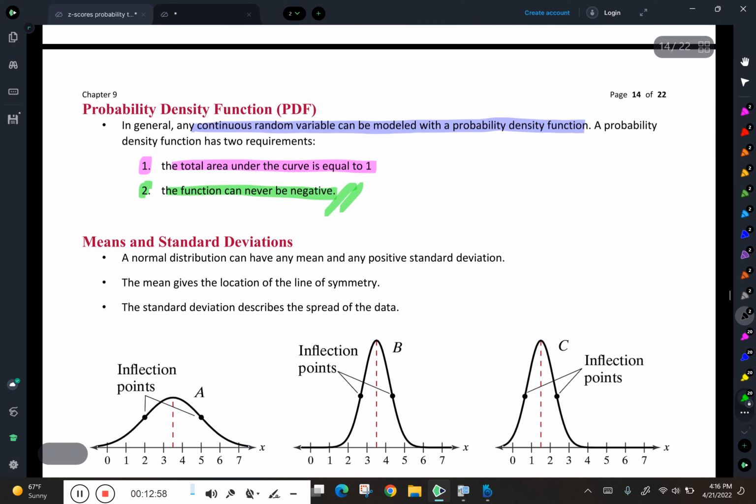Now, when we start changing the mean and changing the standard deviation of a data set, it's going to change how that graph looks, okay? But in general, a normal distribution can have any mean and can have any positive standard deviation. By definition, standard deviations have to be positive. Okay? So we won't have any negative standard deviations. It just can't happen. The mean gives us the location of the line of symmetry, or the reflection, and the standard deviation describes the spread of the data, how spread out it is.